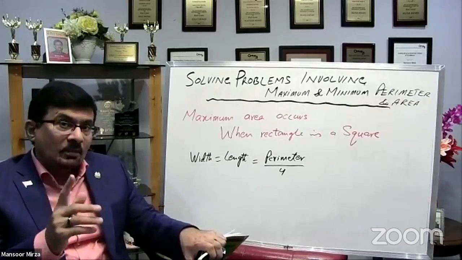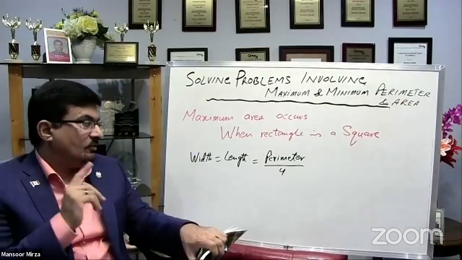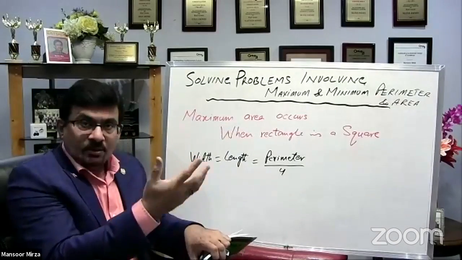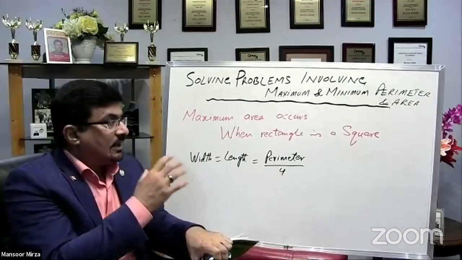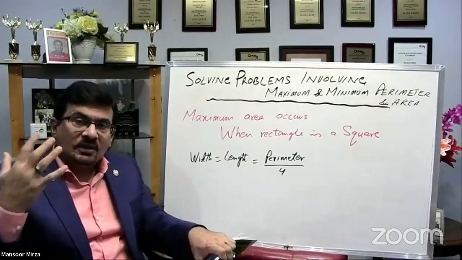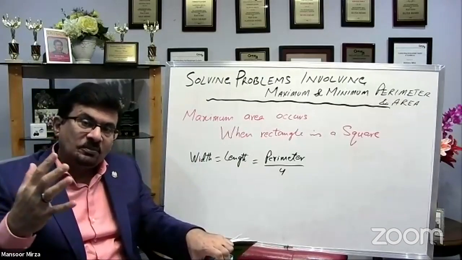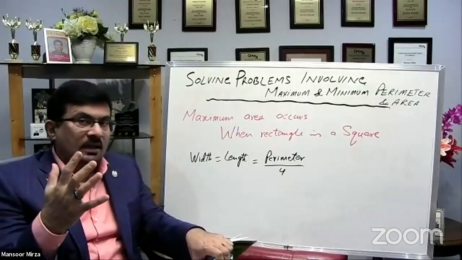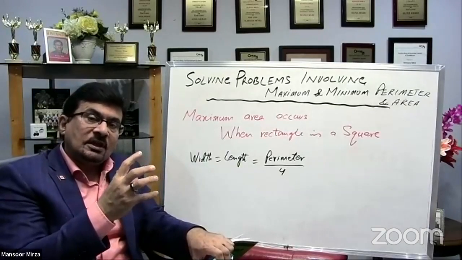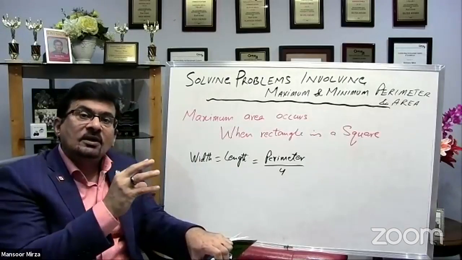Remember our lesson four lessons ago, where we explained that the maximum area of a rectangular shape occurs when the rectangle is a square. Remember when we were discussing in that lesson that the moment you keep reducing the rectangular shape towards a square, you keep seeing that using the same perimeter, your area is increasing.